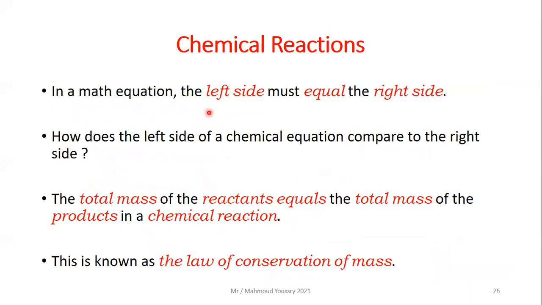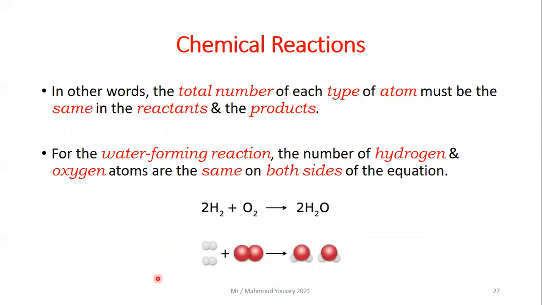In a math equation, the left side must equal the right side. How does the left side of a chemical equation compare to the right side? Let's see. The total mass of the reactants equals the total mass of the products in a chemical reaction. This is known as the law of conservation of mass. This is how mass is conserved or saved.